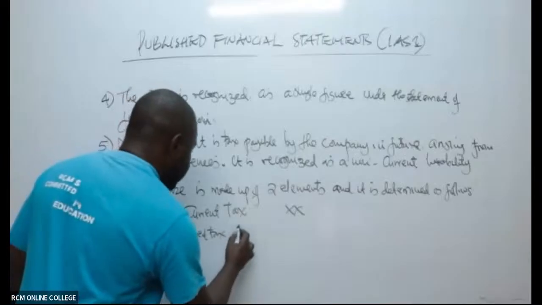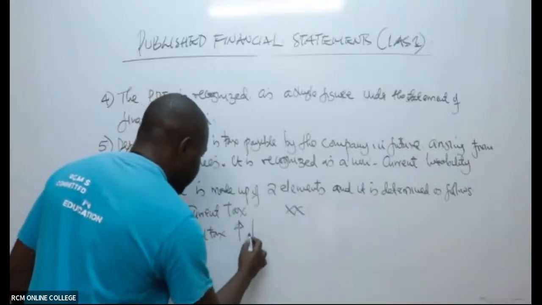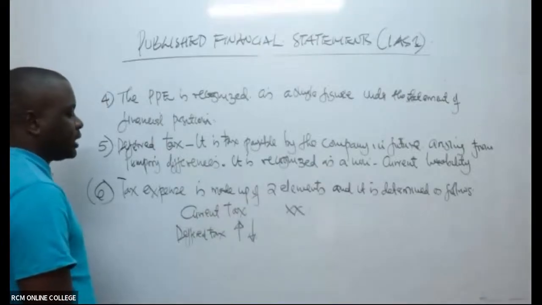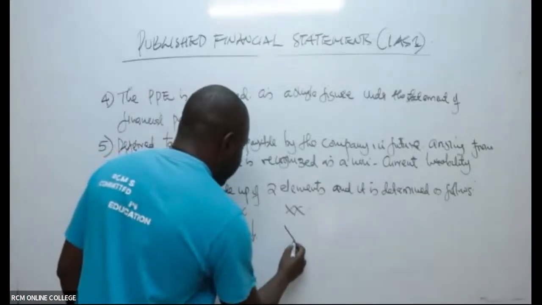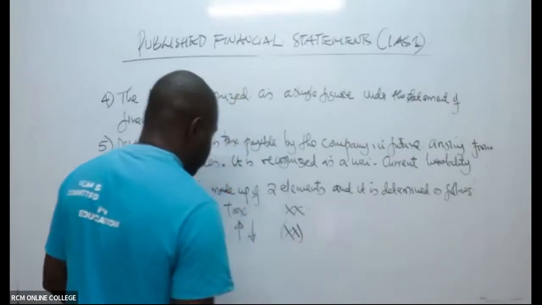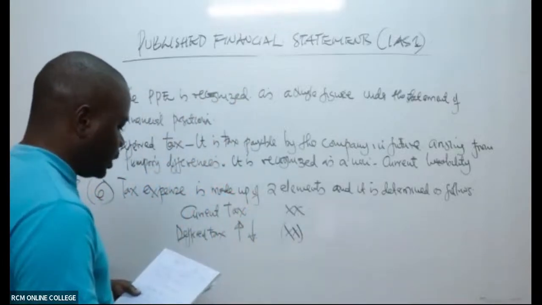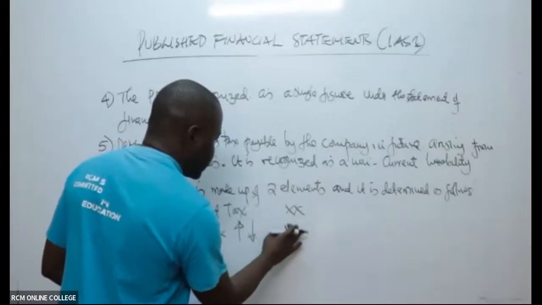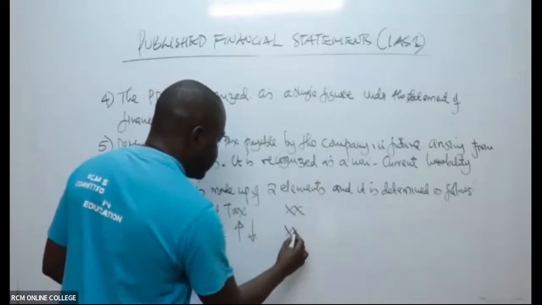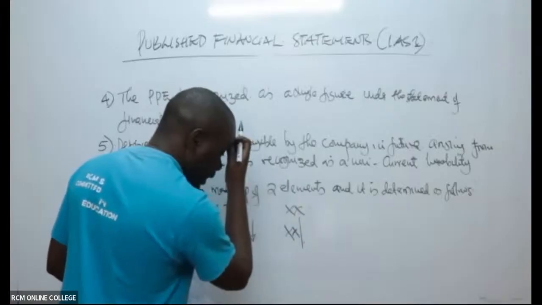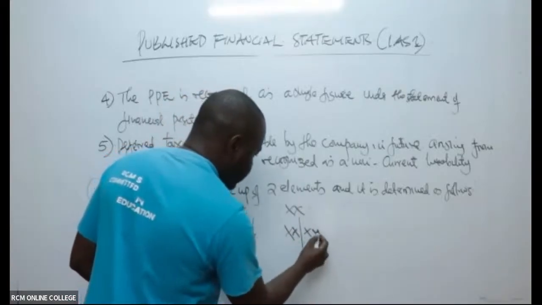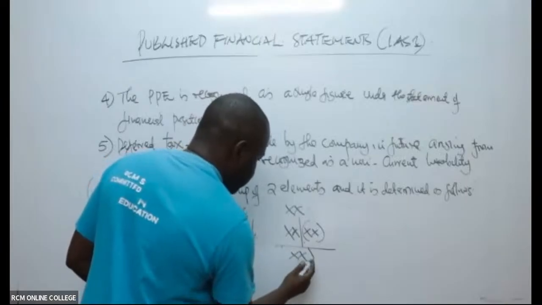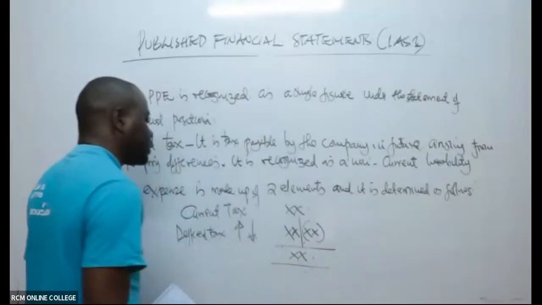So it can either be an increment or a decrease. If it's an increment, you'll likely end up having to add, so that you can get the total tax expense. But if it is actually a decrease, it's like an income, so you'll end up having to less, and then, of course, you'll get the tax figure to include in the income statement.